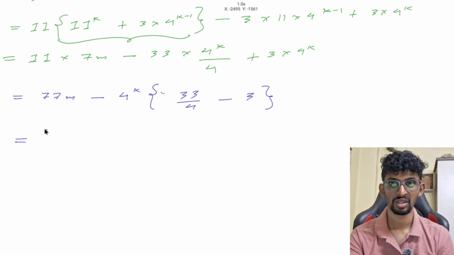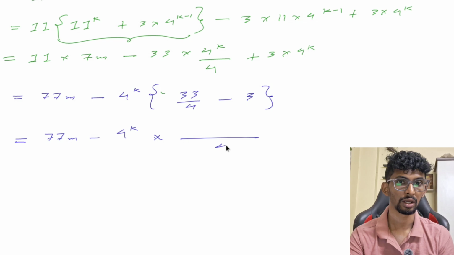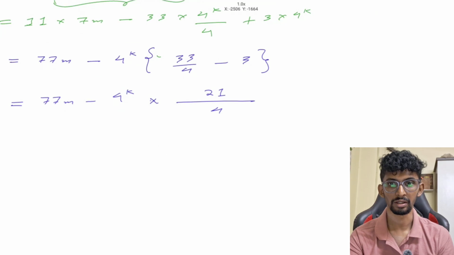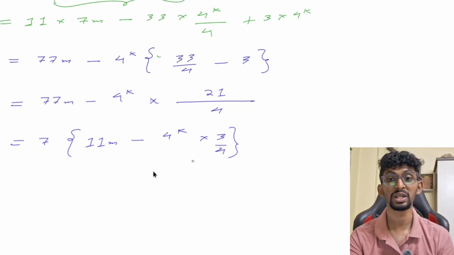So 77m minus 4 raised to the power k. If we take the LCM here, 4, and 4 times 3 is 12, 33 minus 12 is 21. Okay, so now from here we can take 7 common. If we take 7 common, we'll get 11m minus 4 raised to the power k times 3 by 4. That means 7 times something.